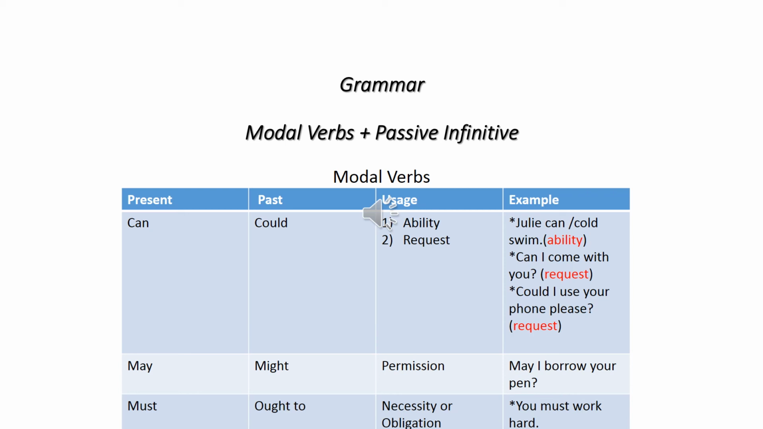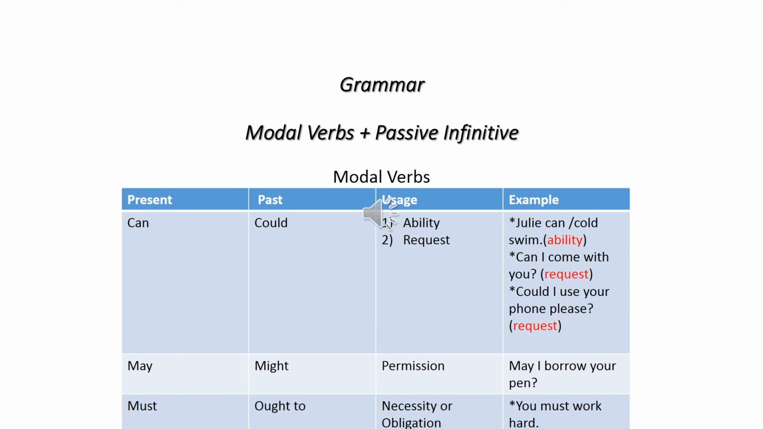يجب أن تعمل بجد. Or you must study hard. يجب أن تدرس بجد. The second example, we ought to win the match. We ought to win the match. كان يجب علينا أن نفوز بالمباراة.